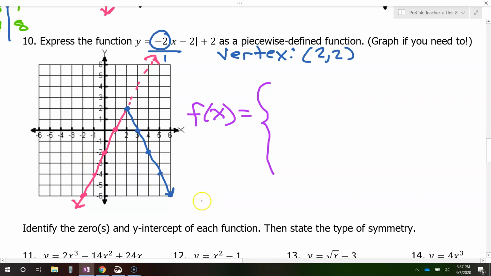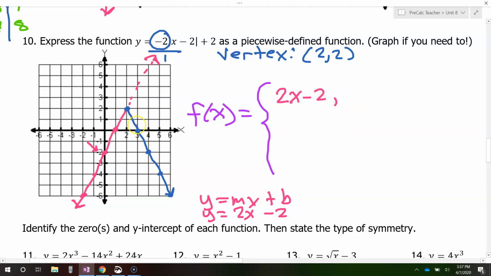Well, thinking about y equals mx plus b, the m is the slope. Clearly, this has a slope of 2. All right, positive 2. It's going uphill. So this would be y equals 2x. And then what about the b? The b is the y-intercept, which you can see right here. So that's 2x minus 2. So that's why my first piece is going to be 2x minus 2.